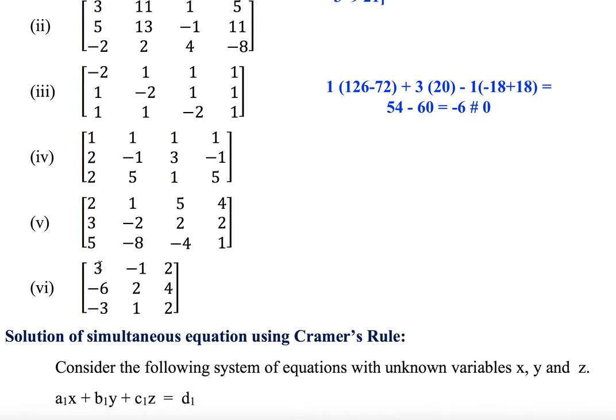So if you multiply minus 2 to the first row, this is what? Minus 6 plus 2 plus 4. So these two are almost the same, right? Similar rows. So the determinant of 3 by 3 will be 0 straight away. Multiply with minus sign here, minus 3, minus 1, 2.